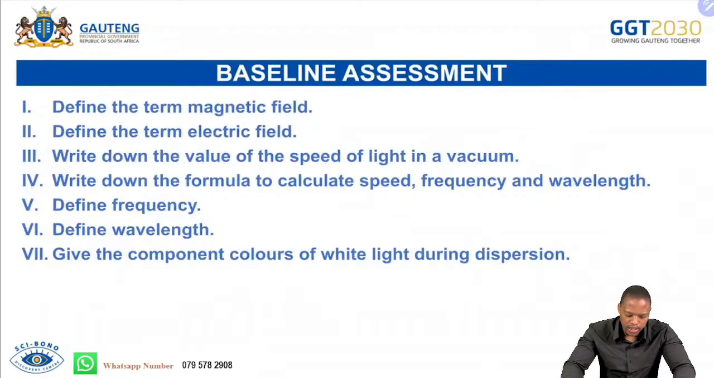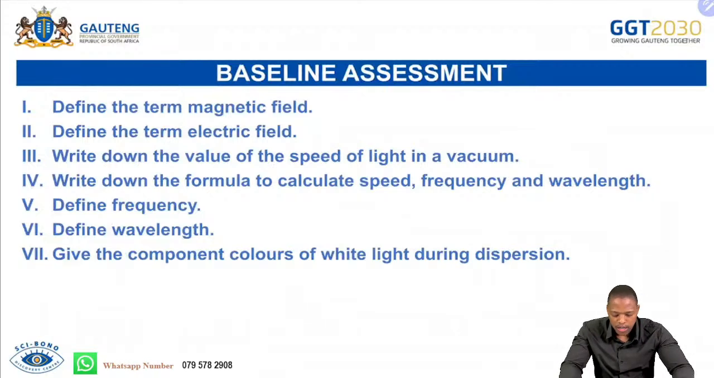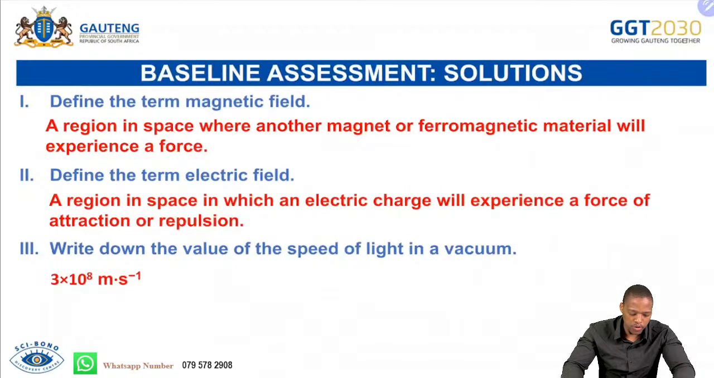Define the term magnetic field. Are you able to define the term magnetic field? Define the term electric field. Write down the value of the speed of light in a vacuum. Write down the formula to calculate the speed, the frequency, and the wavelength of a wave. Define the frequency. Define the term wavelength. And give the component colors of white light during dispersion. Right? Very, very simple questions that people should be able to answer.